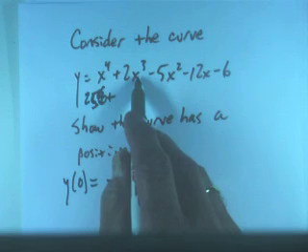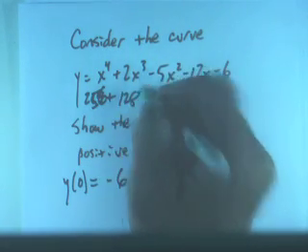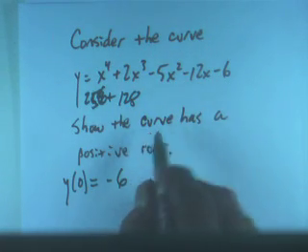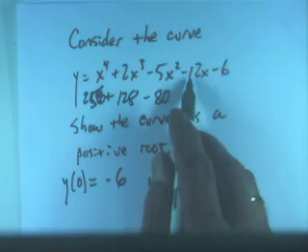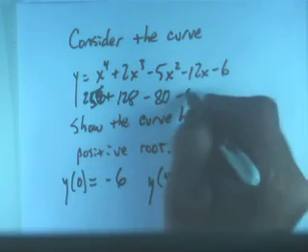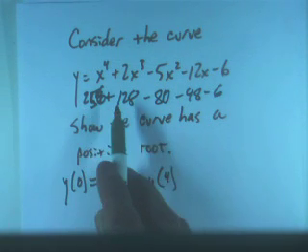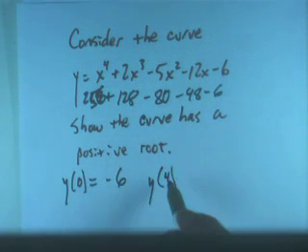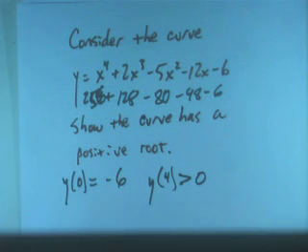And 4 to the 3rd is 64, but 64 times 2 is 128. 4 squared is 16. We minus 5, that'll give us 80. And then 12 times 4 is 48, so that's minus 48. Well, notice that 256 plus 128 is larger than 80, 48, and 6. So if we put in y of 4, we get something that's positive.